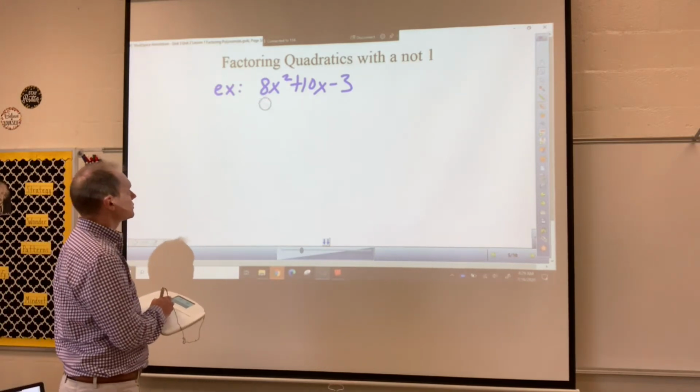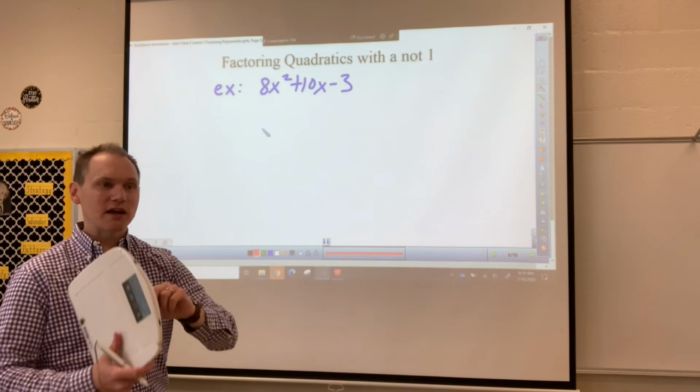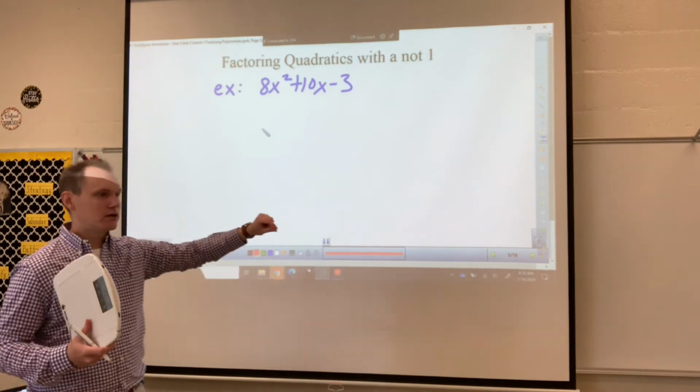So we have 8x squared plus 10x minus 3. And again, the first thing we want to do is separate the middle term. All right, y'all remember that from the last example?